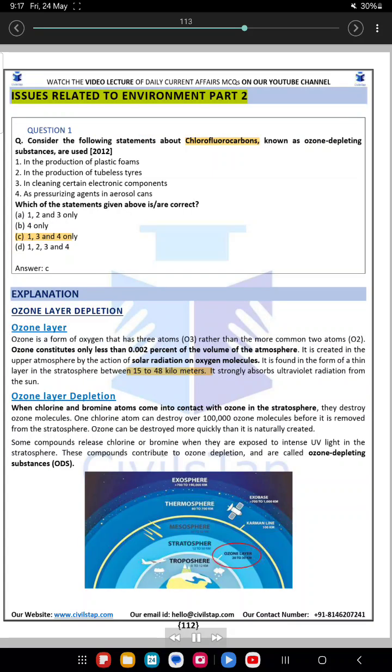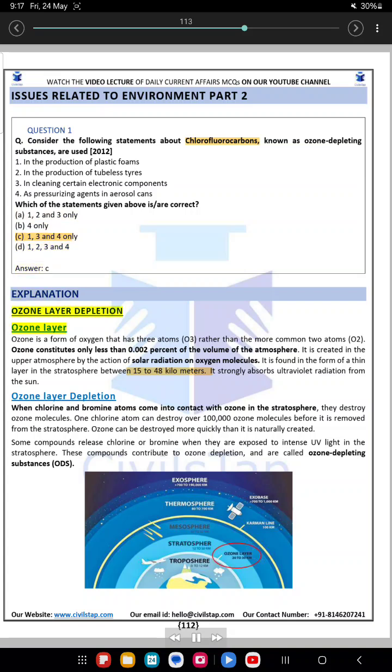Issues related to environment, part 2. Question 1. Consider the following statements about chlorofluorocarbons, known as ozone-depleting substances, used 2012. 1. In the production of plastic foams. 2. In the production of tubeless tires. 3. In cleaning certain electronic components. 4. As propellants in aerosol cans. Which of the statements given above are correct? A. 1, 2 and 3 only. B. 4 only. C. 1, 3 and 4 only. D. 1, 2, 3 and 4. Answer C.